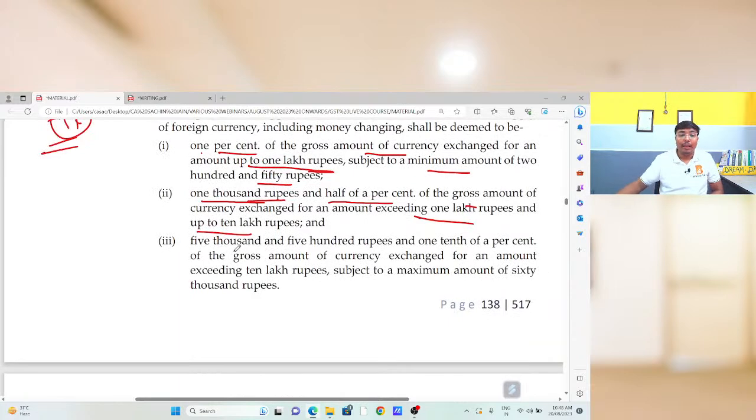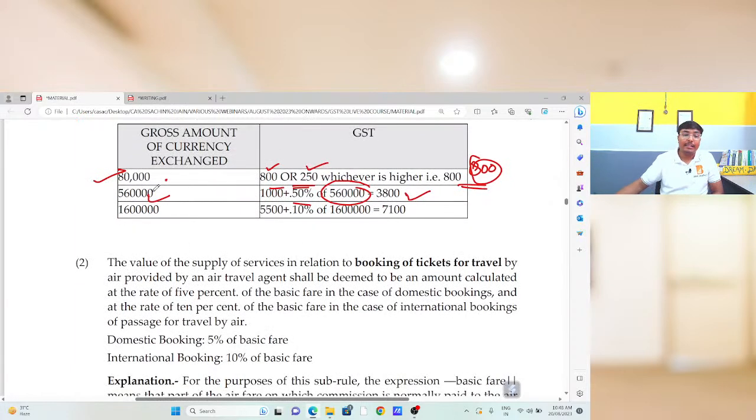Third situation, when I want to convert an amount in excess of 10 lakh rupees, in that case 5,500 plus 1/10 of a percent of the gross amount of currency exchanged, subject to a maximum amount of 60,000. There is a maximum limit of 60,000 rupees. So suppose I want to convert 16 lakh rupees, in that case 5,500 plus 0.10% of that 16 lakh, whatever the amount, but subject to a maximum of 60,000 rupees, that will be the value of supply in the hand of that banking company.